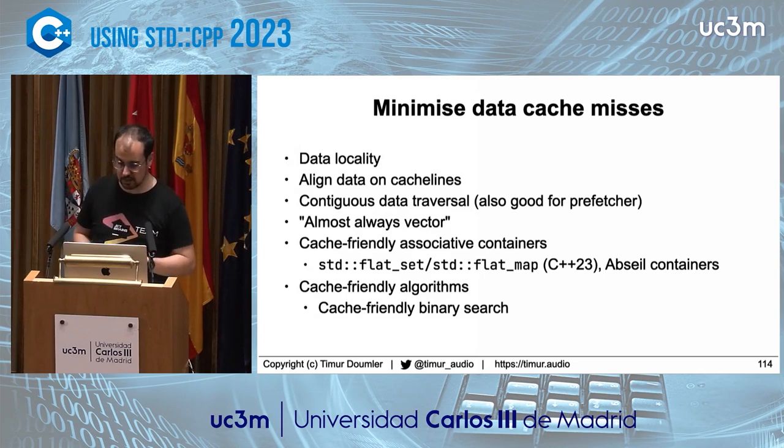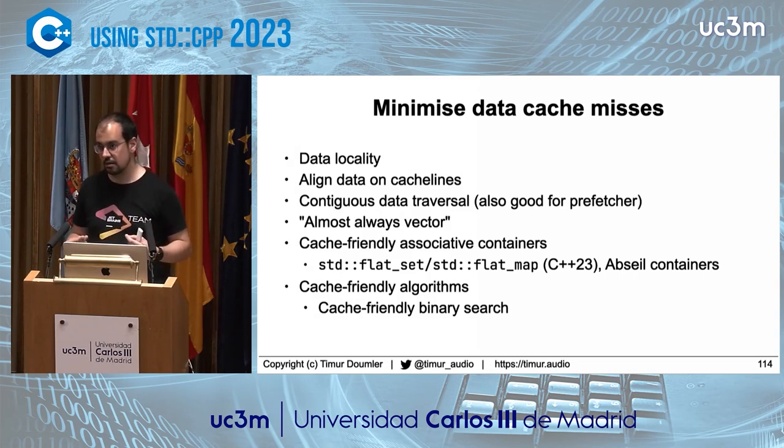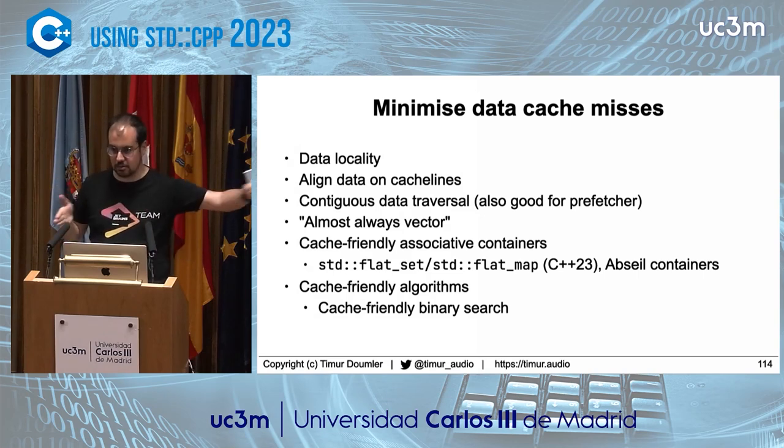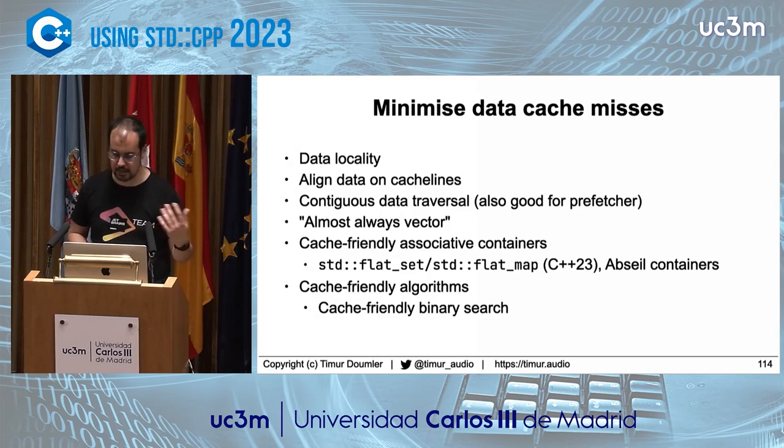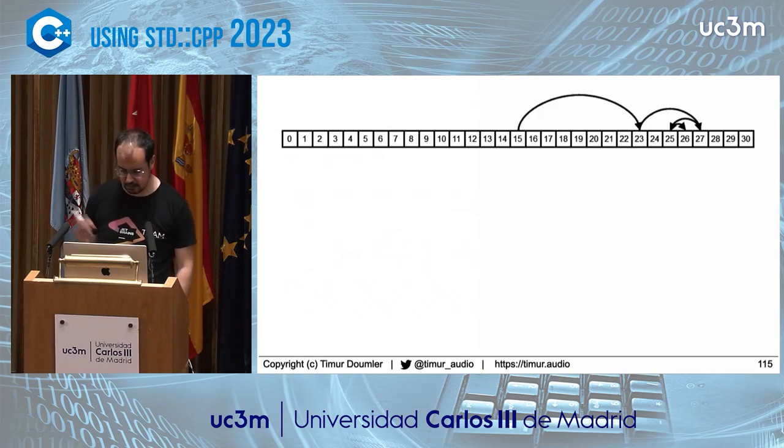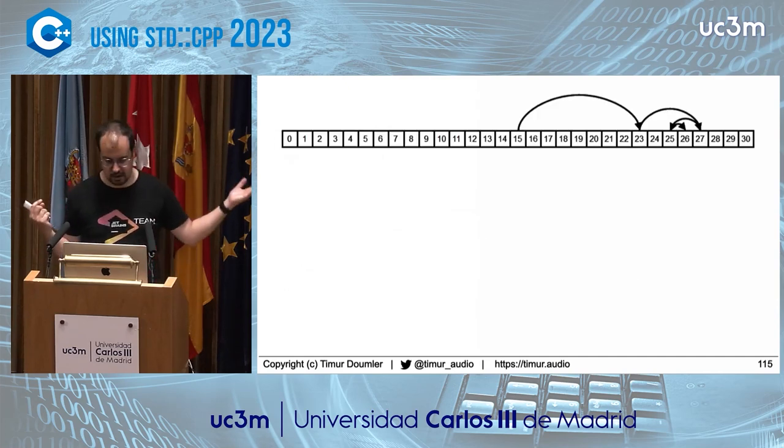Since C++23, we have flat_set and flat_map in the standard, which have the same API as set and map, but they're not trees. They're basically a sorted vector underneath, or for map, two sorted vectors, one for keys and one for values. And that's a lot more cache friendly. It's going to be a lot faster in many cases. And Abseil also has containers that do this. And it's not just about containers, it's also about algorithms. A lot of algorithms can be optimized for the cache, like binary search, for example, right? I guess you know what binary search is.